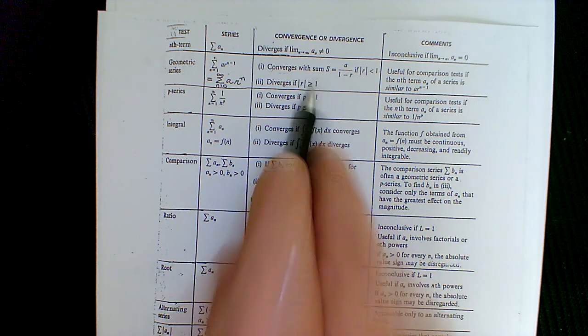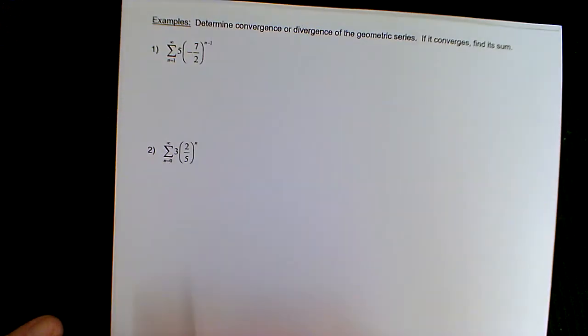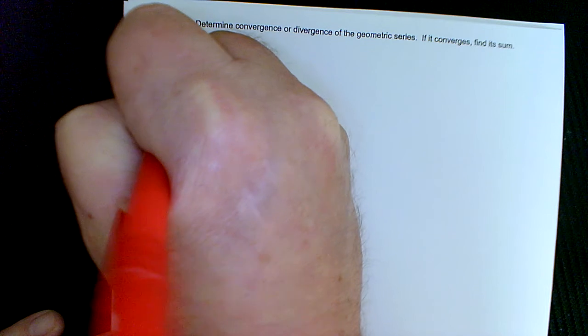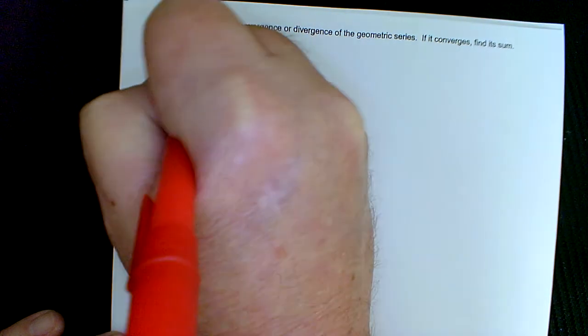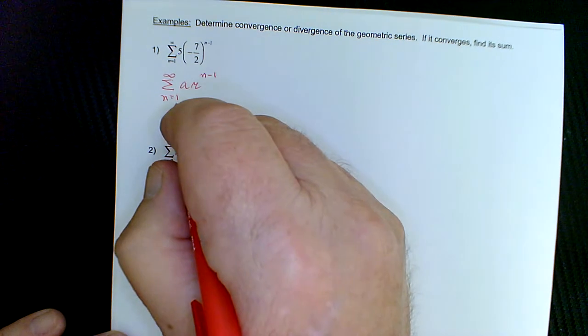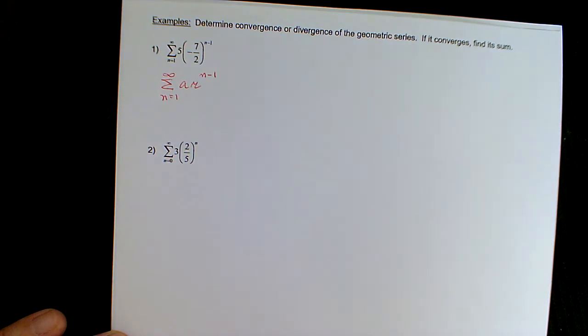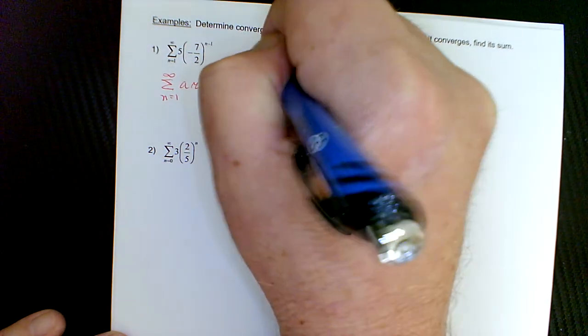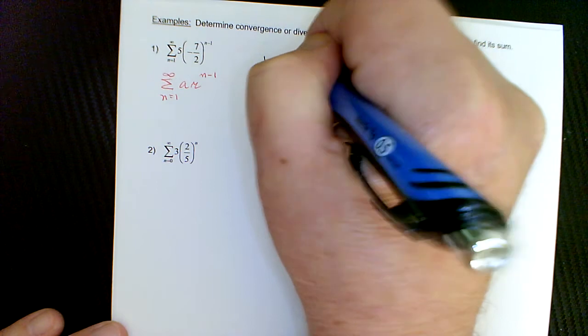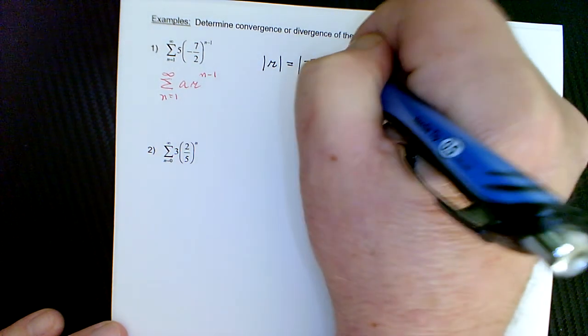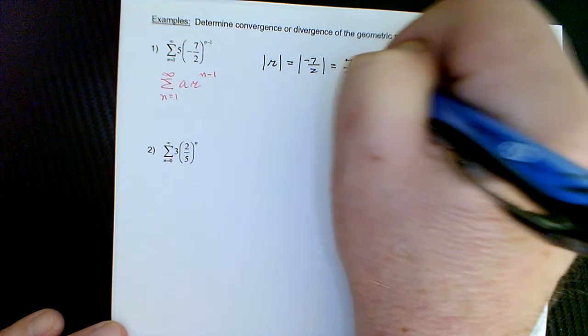Like when I look at this, I consider the standard form where the index starts at 1, and it has to be of the form ar to the n minus 1th. And it is, because the index is 1, and the exponent on that common ratio r is n minus 1. So look at the absolute value of r, which is the absolute value of negative 7 halves, which is 7 halves. Obviously that's greater than or equal to 1. So then it diverges. And that's all there is to it.